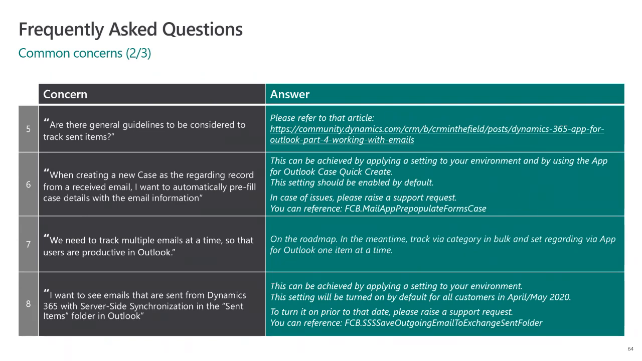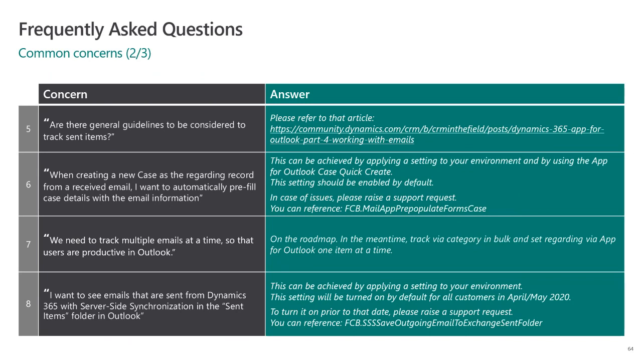If you need to track multiple emails at a time so that users are productive in Outlook, that's an item that's on the roadmap. In the meantime, you can do so by using category tracking in bulk and then setting regarding via the app for Outlook one item at a time, or you can do so by using folder tracking.